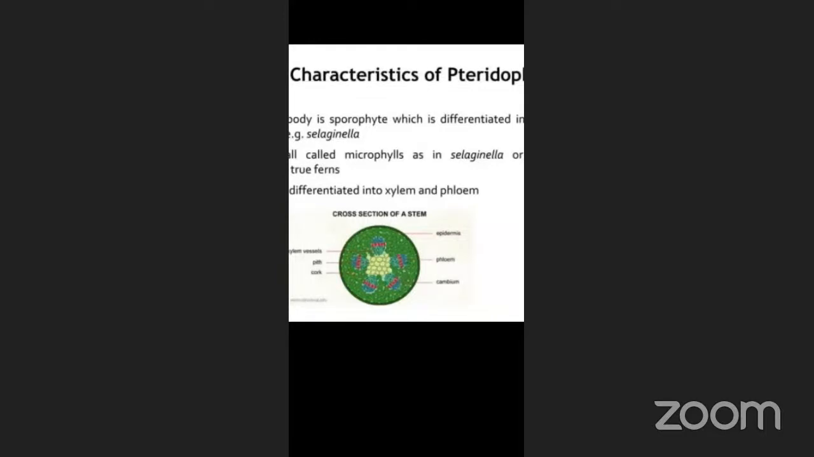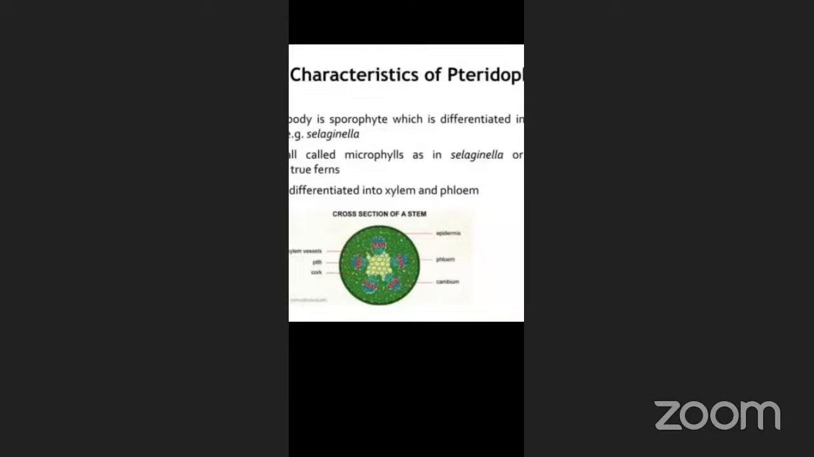And these two characters also come in the short question: the eusporangiate condition and the leptosporangiate condition. Is it okay? Yes, sir. Eusporangiate and leptosporangiate are special characters observed in these pteridophytes.